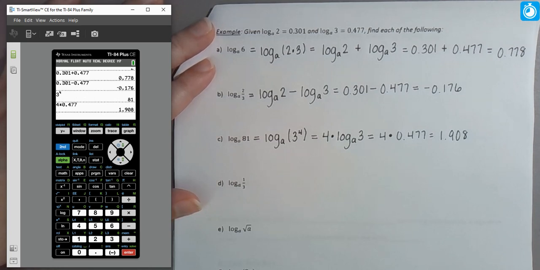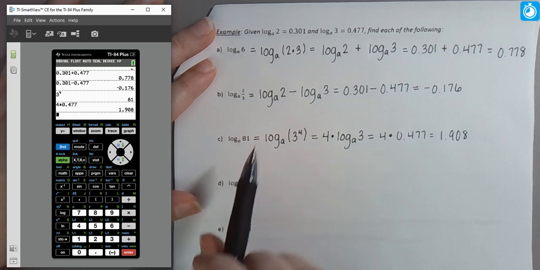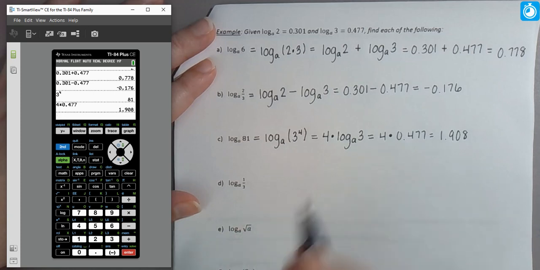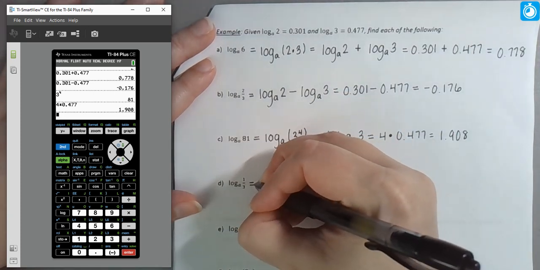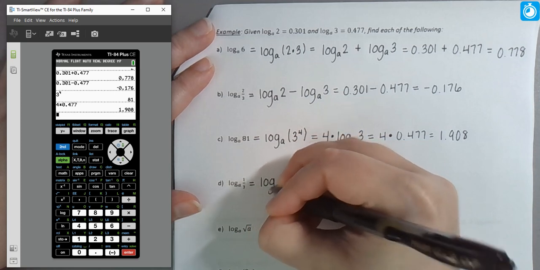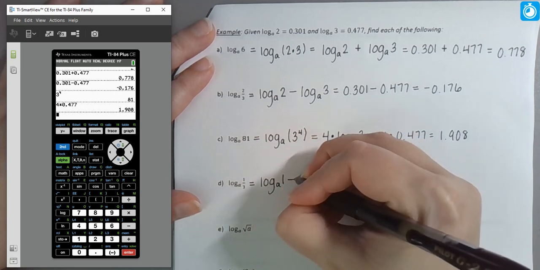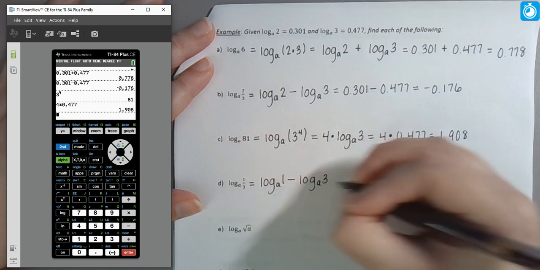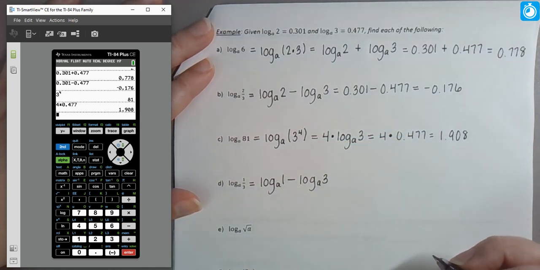Okay, let's try another one. So log base A of 1/3. This one looks pretty similar to the previous one, so we can use that quotient rule. Let's see what happens if we split this up. That's going to be log base A of 1 minus log base A of 3.